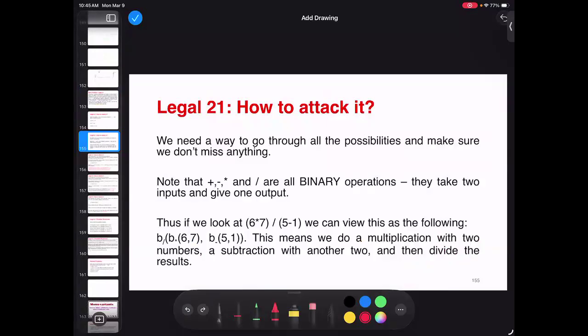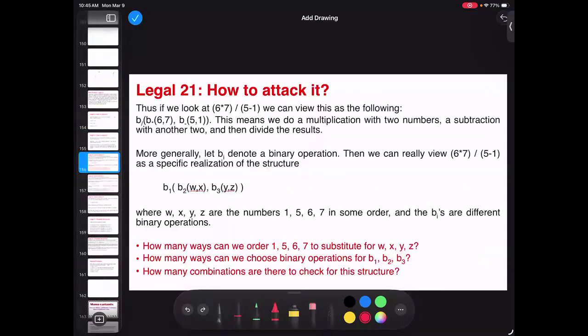We have binary operations, they take two inputs and they give one output. So we could look at 6 times 7 divided by 5 minus 1 as we do a binary operation of multiplication on the 6 and 7, a binary operation on the 5 and 1, and then a division of that, another binary operation. So we can view this as 3 binary operations. Combine 5 and 1, combine 6 and 7, and then combine those results with division. This is a possible sentence structure.